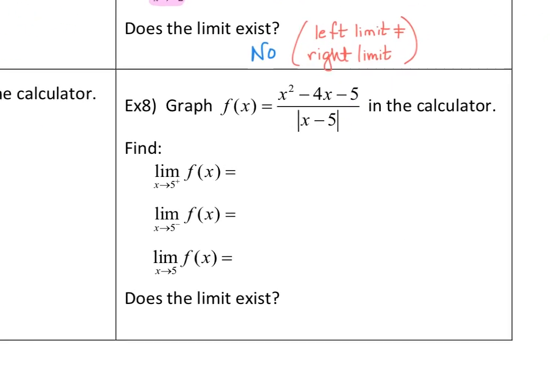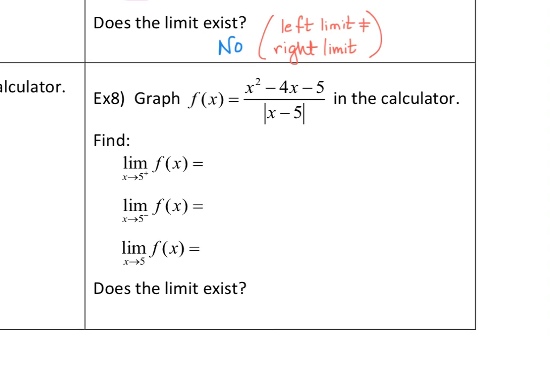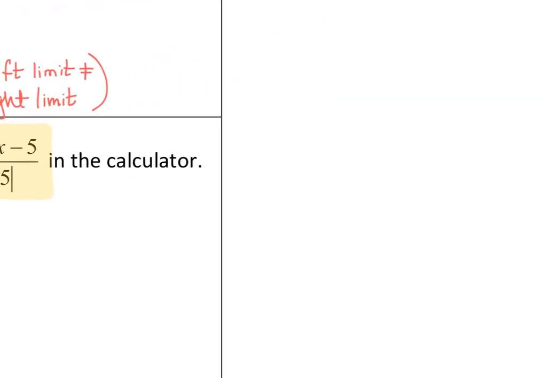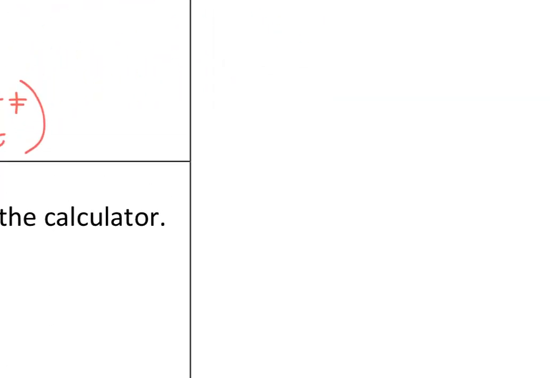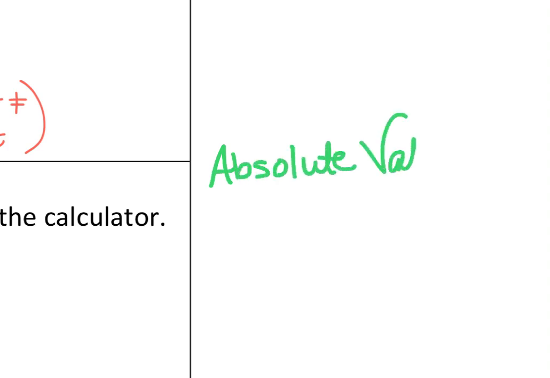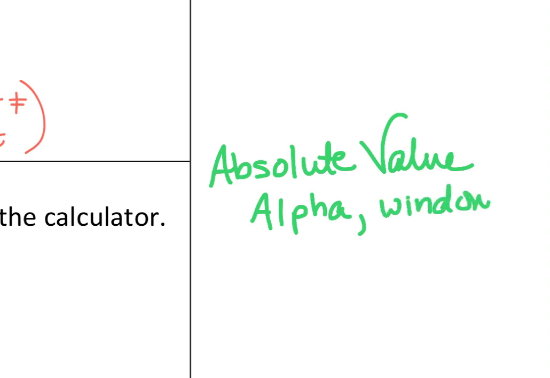And in number 8, we're going to look at this crazy equation, x squared minus 4x minus 5 over the absolute value of x minus 5. And just to make sure everybody's on the same page, when you type this into your calculator, use the fraction function, alpha y equals enter, to give yourself a numerator and a denominator. And in order to enter an absolute value into your calculator, press alpha and then window, and then it's number 1.